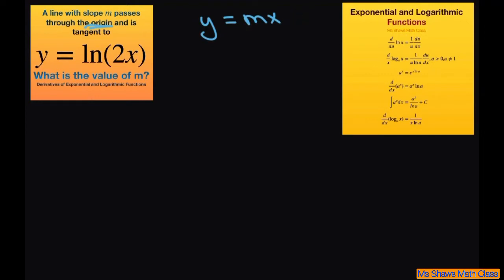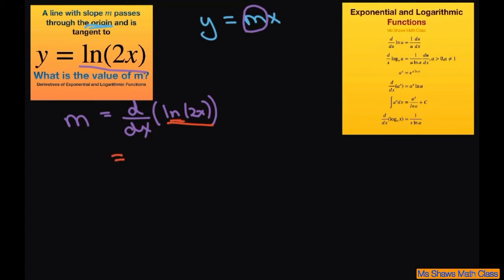So basically our slope, our m, this is what we're looking for, equals the derivative of our y, which is ln of 2x with respect to x. So all we have to do is differentiate that and find our m. The derivative of the natural log is 1 divided by 2x, times the derivative of our inner function, which is the derivative of 2x, which is 2. And this simplifies to 1 divided by x. So that's your slope. That's your m.